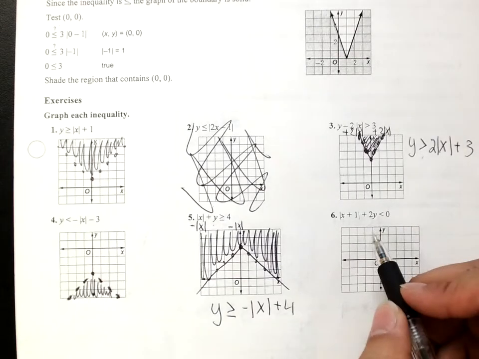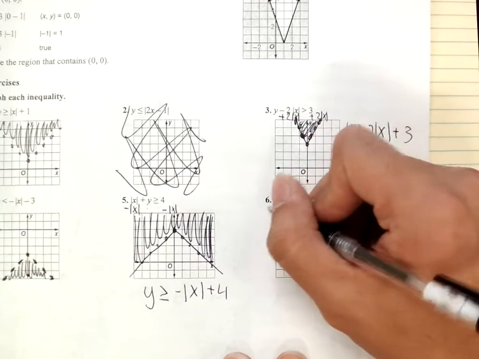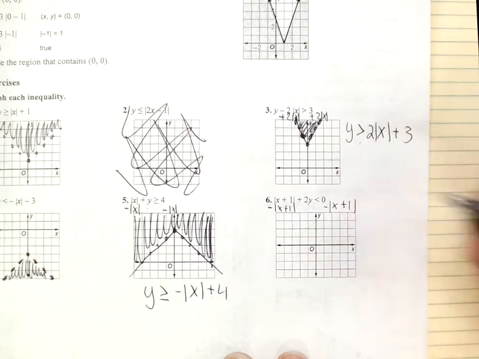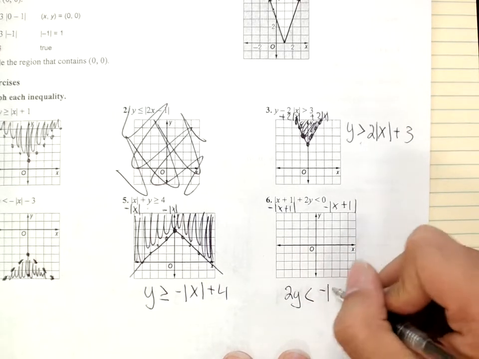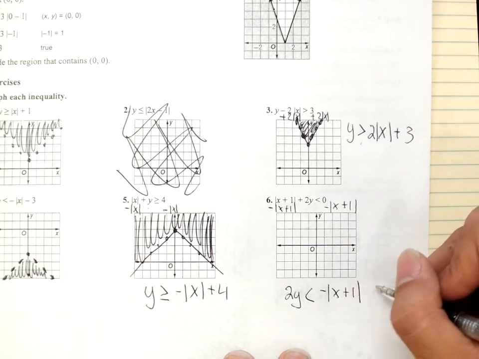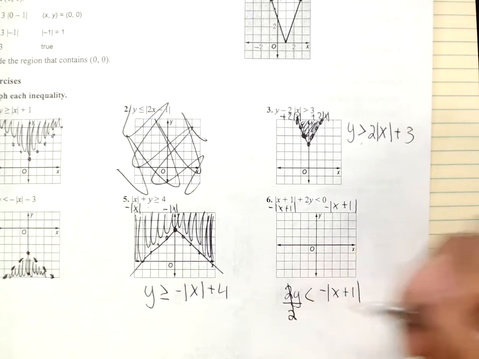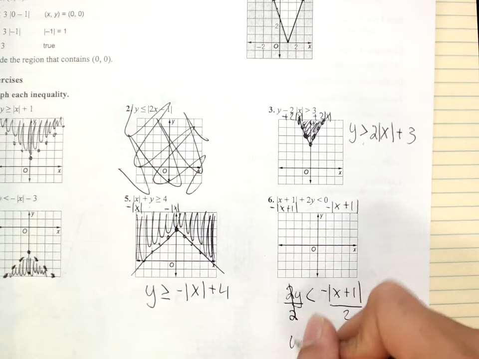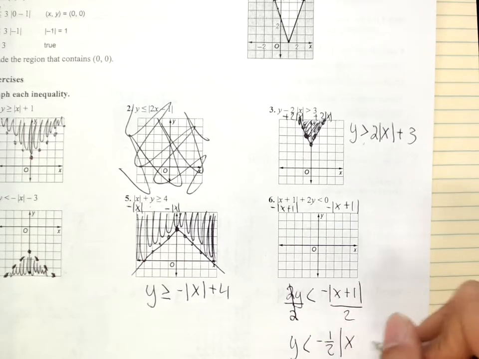Okay, last one. This is non-y inequality function, so we need to get that way. First, I'm going to minus this whole thing, absolute value of x plus 1 on both sides. I'm going to get 2y less than negative absolute value of x plus 1. Okay, now gotta divide by 2. But remember, dividing by 2 is the same thing as multiplying by 1/2. So what else you can also do is negative 1/2 times the absolute value of x plus 1.